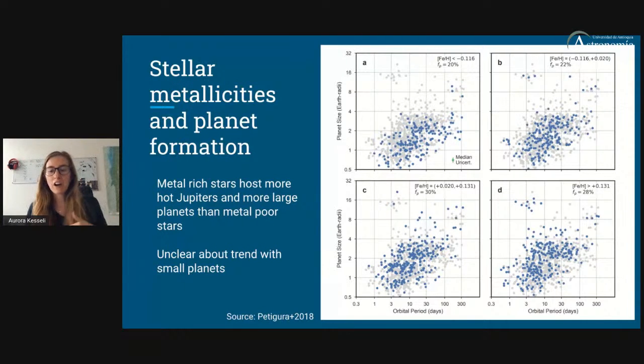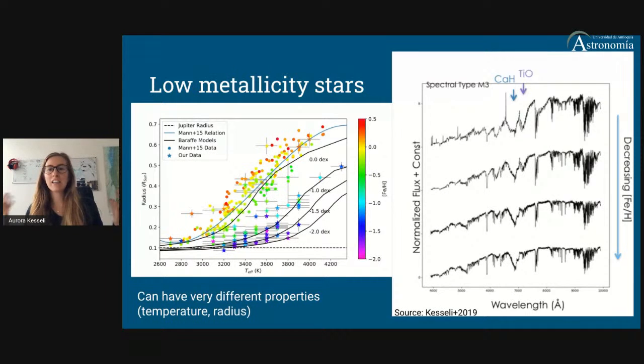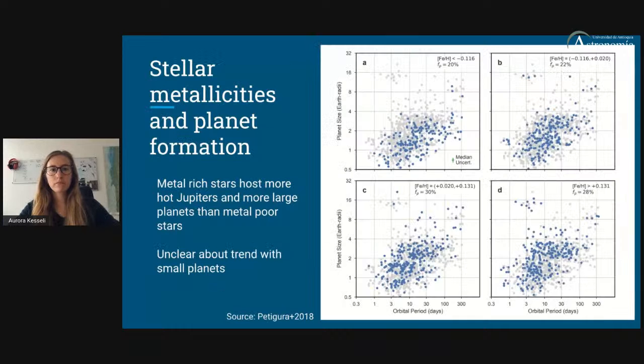Okay. So now that we've talked about metallicity in stars, there are some cool applications where we can talk about how metallicity affects different things. And so we can look at the metallicity of stars that host exoplanets and see how properties of the planet systems that form depend on these stars.